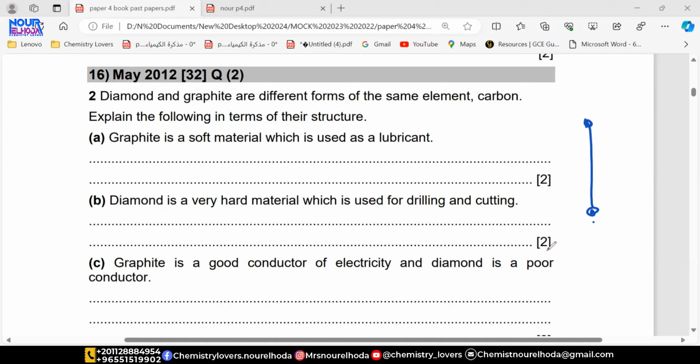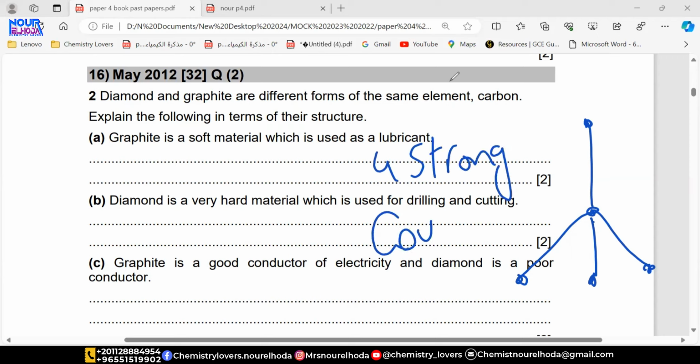For diamond, we said they have 4 strong covalent bonds. Do you remember? We said diamond is one of the strongest or hardest substances, one of the hardest natural substances all over the world. So that's why I'm going to say 4, because they have 4 strong covalent bonds. Because they have 4 strong covalent bonds, can I say that carbon in graphite has an extra electron?